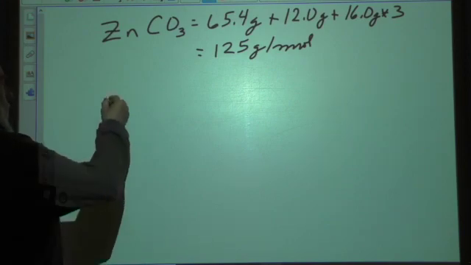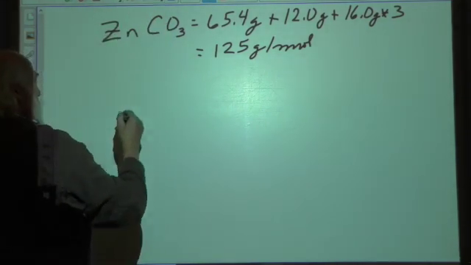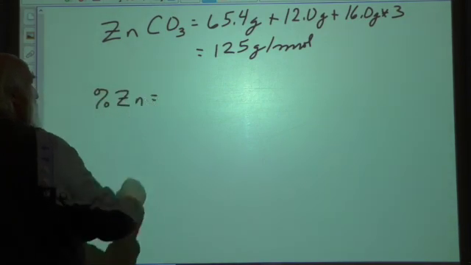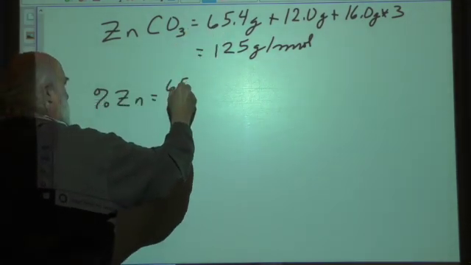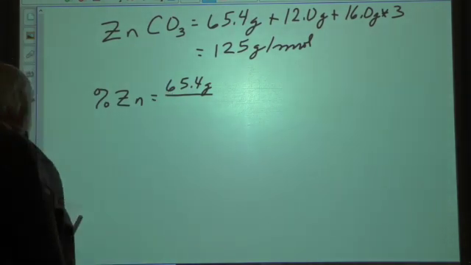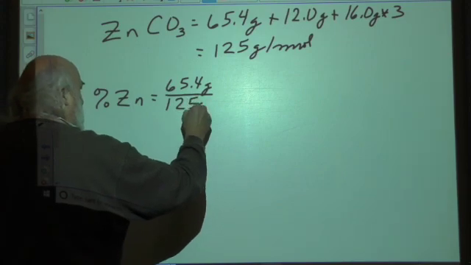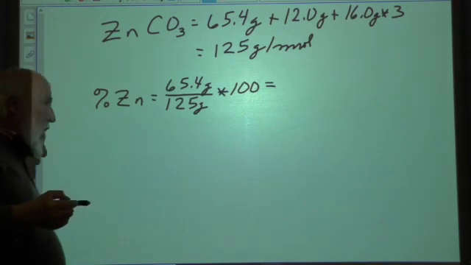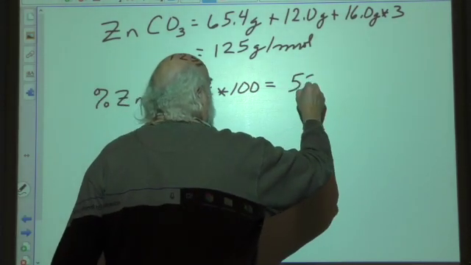But now we're defining the percentage of zinc, percentage of carbon, and the percentage of oxygen. So we start off with the percentage of zinc. The total mass is 65.4 grams, divided by the total mass of the compound, which we found to be 125 grams. Multiply that by 100 to change that from a decimal to a percent. And our value for that is 52.3%.